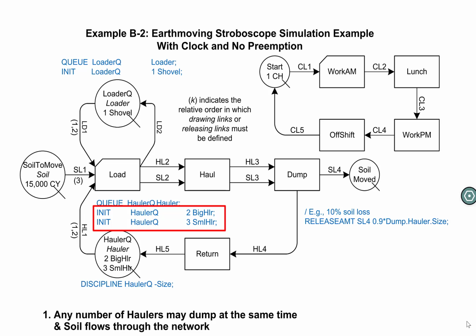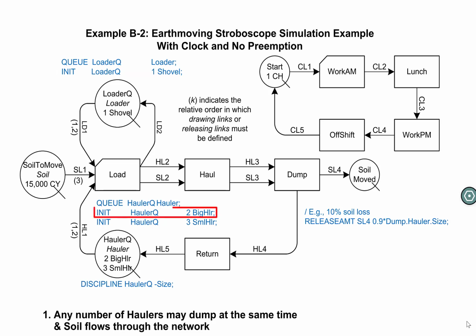So what we end up with is a real queue with individually identifiable resources, in this case 5 resources, where the first two in the front of the queue are big haulers, and the last 3 in the back of the queue are small haulers. The Q loader queue is initialized to haul one shovel. The statement that does this is init loader queue 1 shovel.